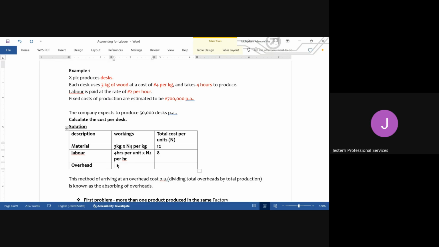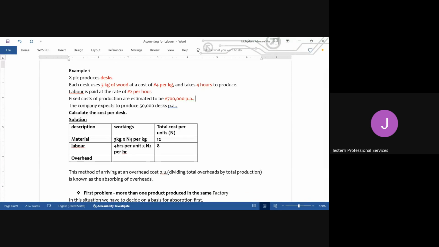As you can see, the overhead did not tell us how much we are going to spend per unit, because they are expecting us as a management accountant to be the one to absorb the overhead based on what they give us in the question. But they have already simplified it for us. They said they budgeted 700,000 per annum for the overhead.